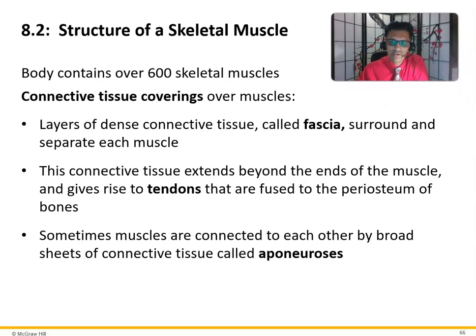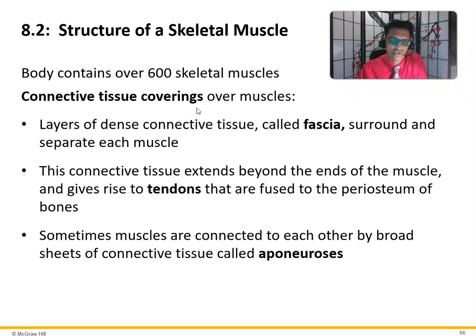All right, so there are over 600 skeletal muscles. There are connective tissue coverings over the muscles. One of the coverings is layers of dense connective tissue called fascia, surrounding and separating each muscle. Sometimes when you get those knots in there, that could be fascial pain as well. This connective tissue extends beyond the ends of the muscles and gives rise to tendons. Now remember, tendons connect muscle to bone. They're fused to the periosteum of the bones. And sometimes muscles are connected to each other by a broad sheet of connective tissue called aponeurosis. So all these connective tissue coverings are found around our muscle.